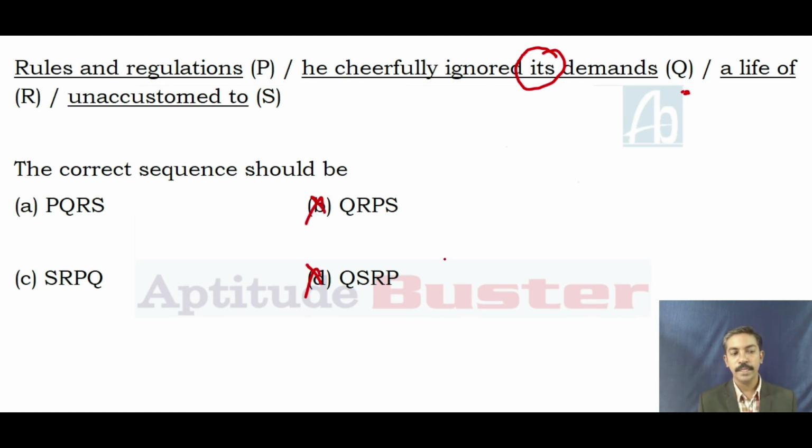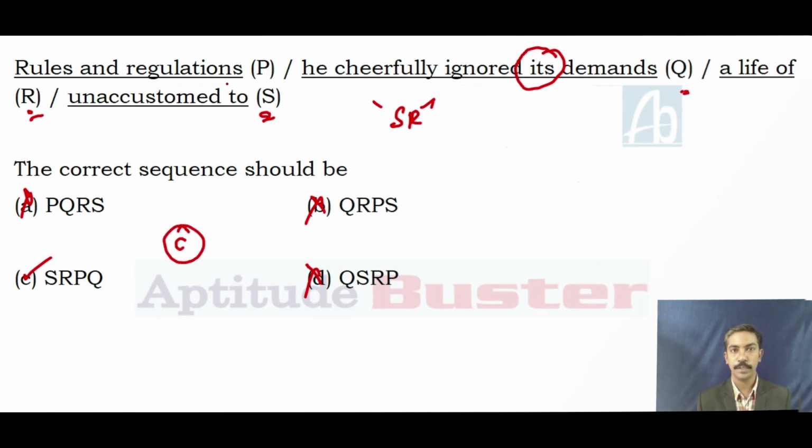And as you read, you could easily understand S R must be the combination. Unaccustomed to a life of. S R must be the combination. Apply it on the options. You have just only one, S R P Q. Unaccustomed to a life of rules and regulations, he cheerfully ignored its demands. The right option is option C for this question.